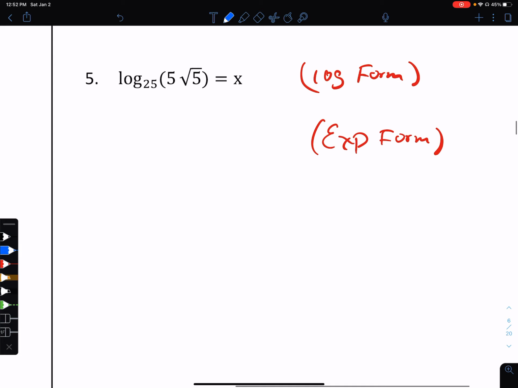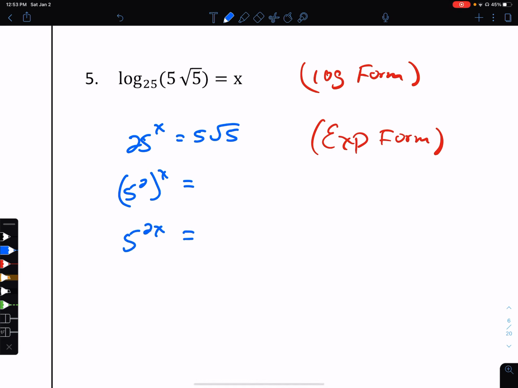Number 5, this is currently in log form. Let's write it in exponential form. We have the base raised to the exponent equals the argument. Now, one of the things that we learned in the exponential function chapter is that if we're trying to solve for this exponent, we need the base on the left and the right to be the same. Now, this base of 25, I could write as 5 squared, and it's already raised to an exponent. Power to a power property, you multiply the exponents, so this is 5 to the 2x.